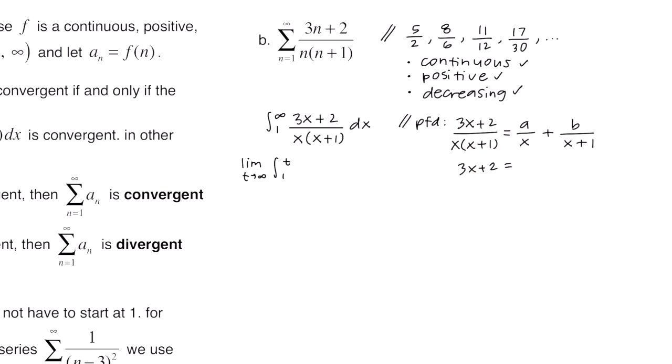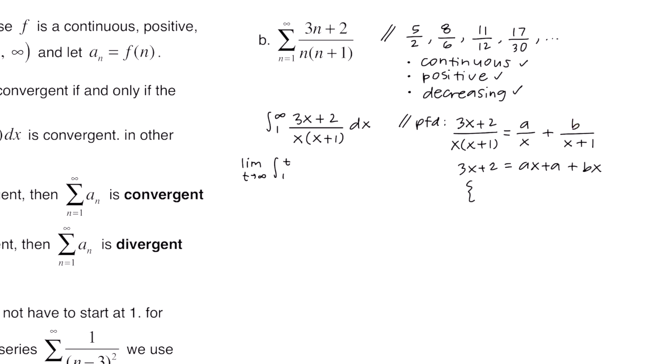Next, we're going to multiply this whole equation by the quantity x times x plus 1. So when we multiply this side by x times x plus 1, it'll cancel off the denominator, so you just have 3x plus 2. Over here, when we multiply both of these terms by x times x plus 1, you're left with A times x plus 1. So you get Ax plus A, and then we're multiplying B by x.